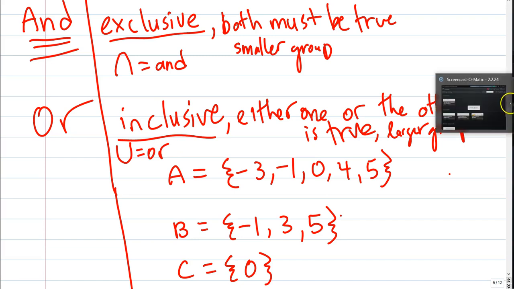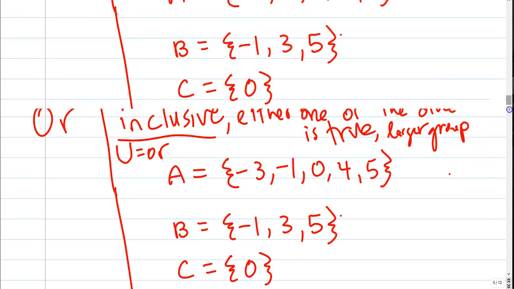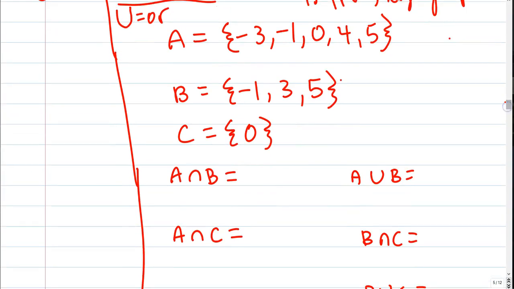So for it to be A and B, that's what this is saying, I'm looking for numbers that are in both A and B. Well, what do they have in common? It looks like they have a -1 and a 5. So if I'm saying A and B, the answer would be the set of numbers that are just -1 and 5. That is the only overlap there.